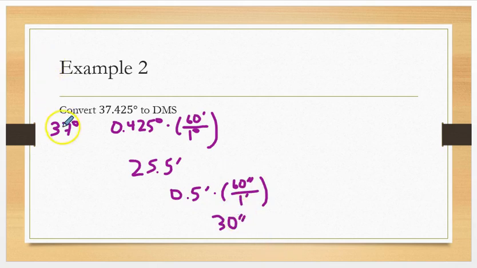So what's left here is I have 37 whole degrees, and then we had 25 whole minutes, because then we took whatever was left, the 0.5 part, and we converted that, and 30 seconds. So this would be another way of referring to an angle, 37.425 degrees.